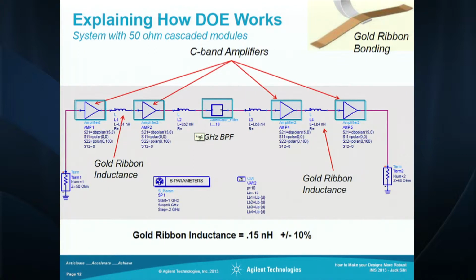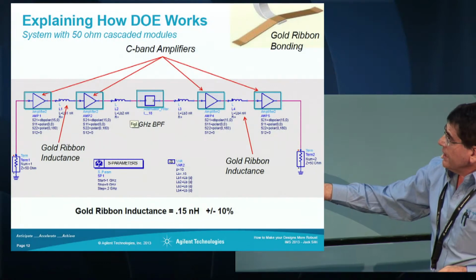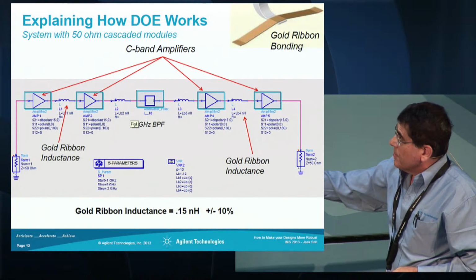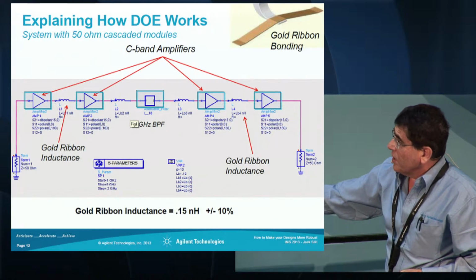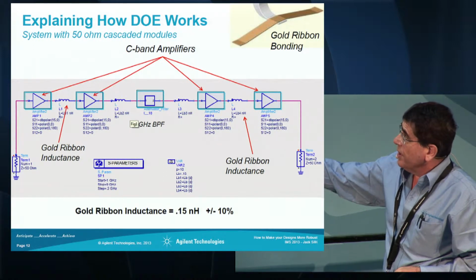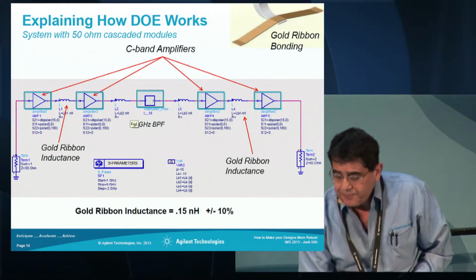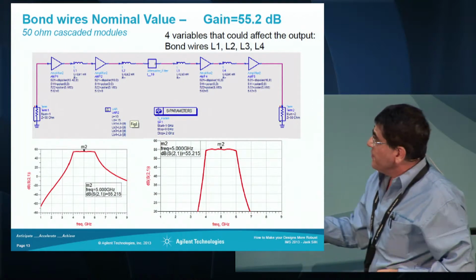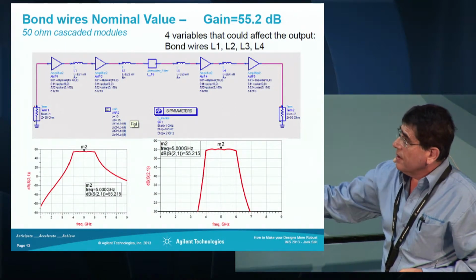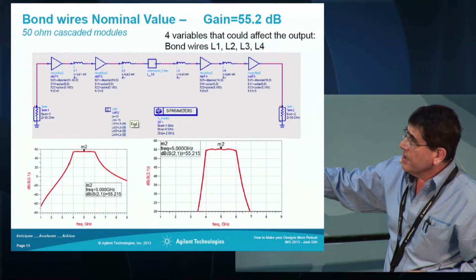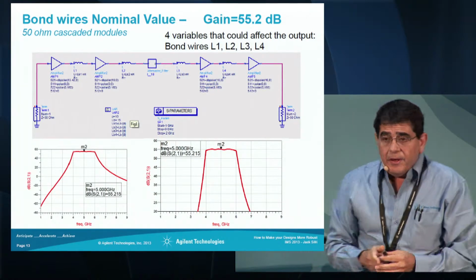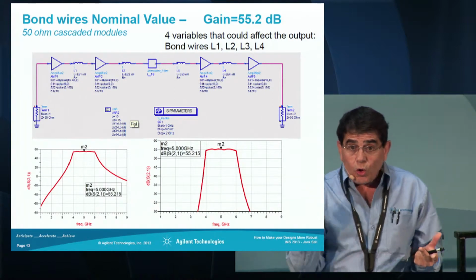And what you see here in between these modules is an inductance of a gold ribbon. So if you have a system tray and you put a gold ribbon between the modules, there's an inductance associated with that gold ribbon. I go ahead and simulate this system with the gold ribbon, 0.15 nanohenry nominal value, and I get about 55.2 dB of gain for the whole chain. That's the nominal simulation.